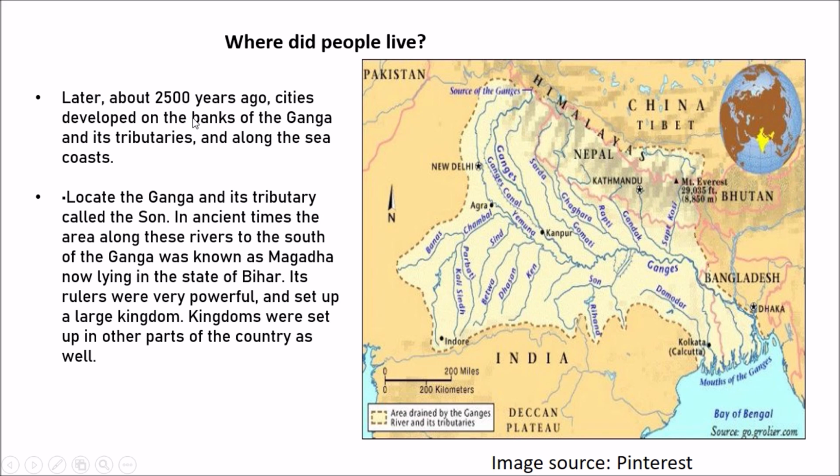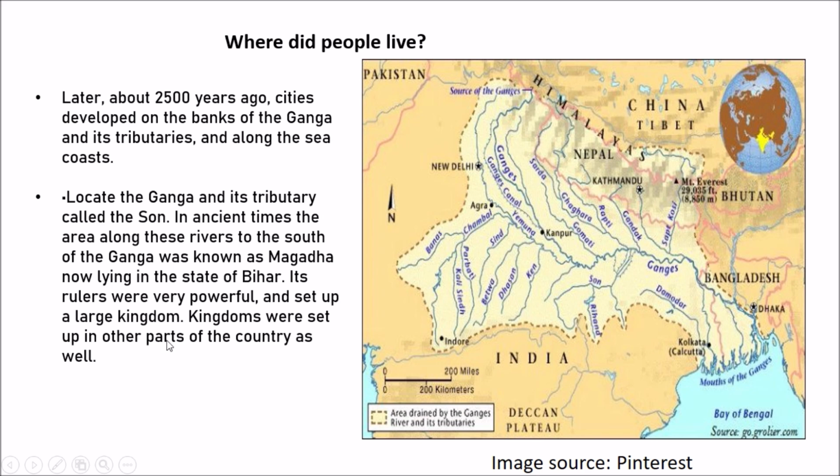Most of the important regions where the population lived in the Ganga and its tributaries belt were near the Ganga, and mainly the valley of its tributary, the Son Valley region. In ancient times the area along these rivers to the south of the Ganga was known as Magadha, now lying in the state of Bihar. Its rulers were very powerful and set up a large kingdom, and kingdoms were set up in other parts of the country as well.